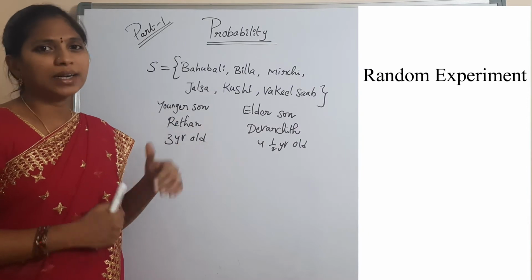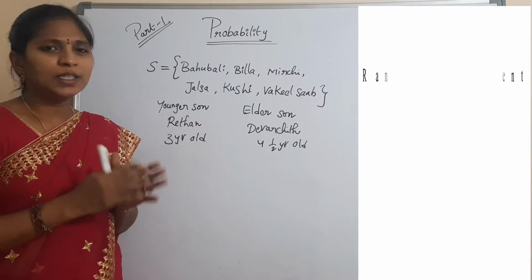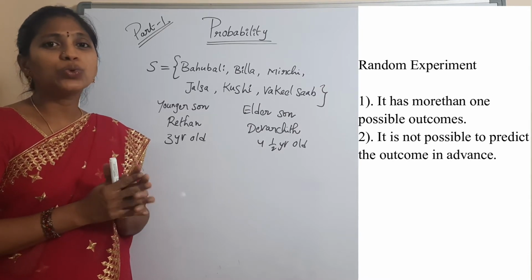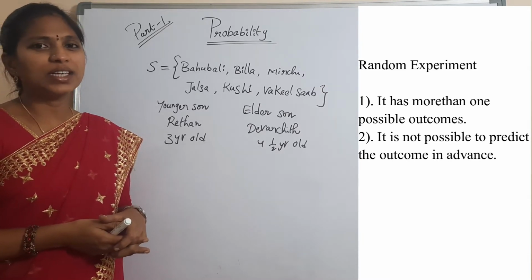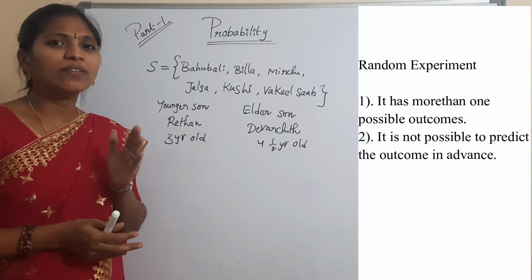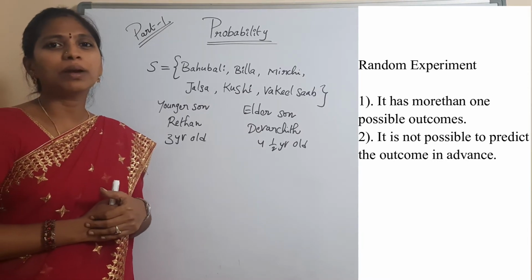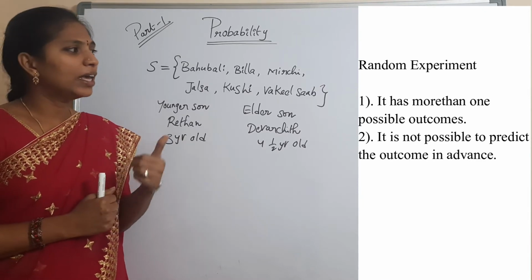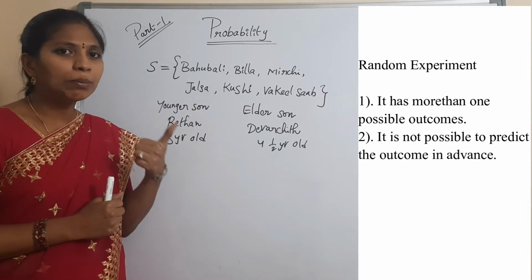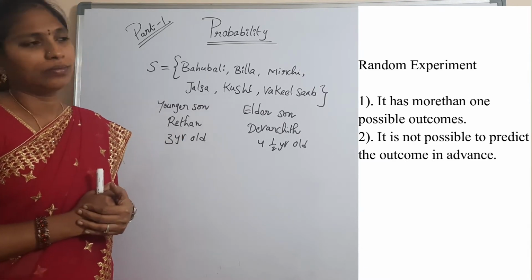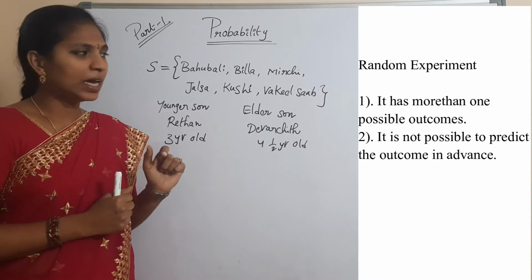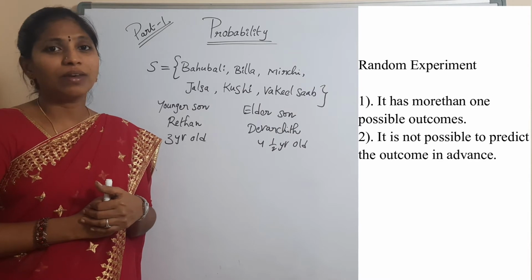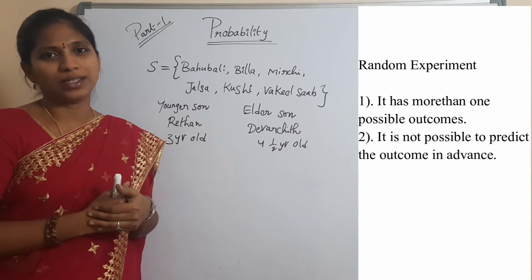Now see, what is a random experiment? An experiment is a random experiment if it satisfies 2 conditions. First condition is it has more than one output. Output is nothing but outcome. An experiment is a random experiment if it has more than one possible outcome. Second condition is it is not possible to predict the outcome in advance. We can't say the outcome in advance.